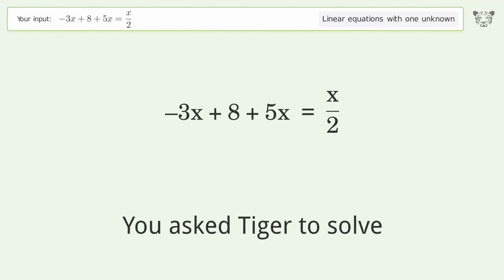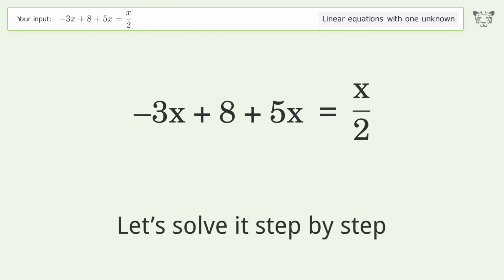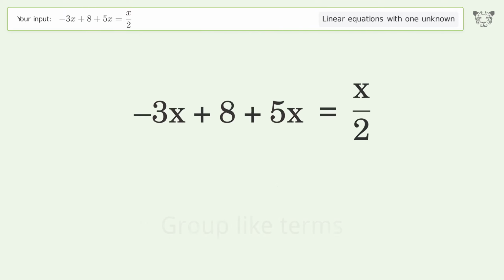You ask Tiger to solve. This deals with linear equations with one unknown. The final result is x equals -16/3. Let's solve it step by step. Simplify the expression. Group like terms.